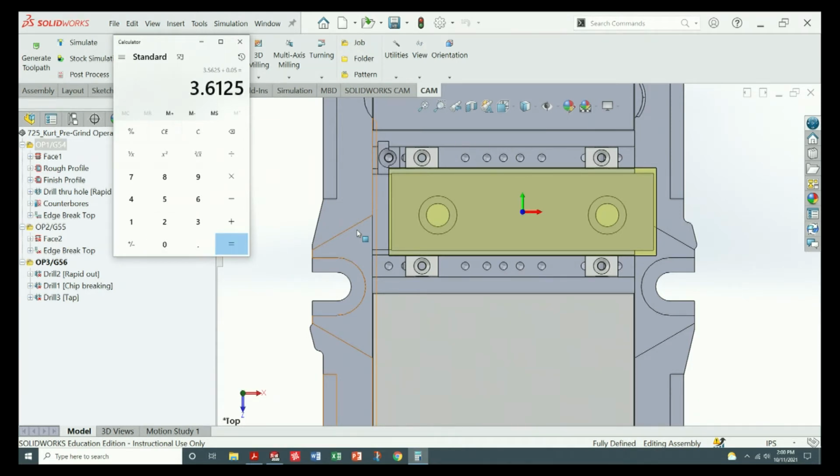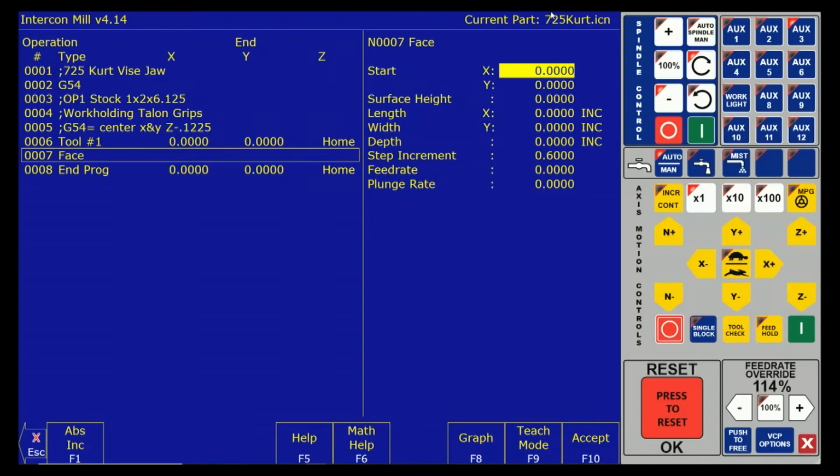This is the number that is going to go into X. Well, actually, it's not going to be positive because I want to go to the left. Negative 3.6125. So, where am I at? Negative 3.6125. Is that what I had? Yes. All right, we'll circle back to questions here and solidify this stuff in a sec.